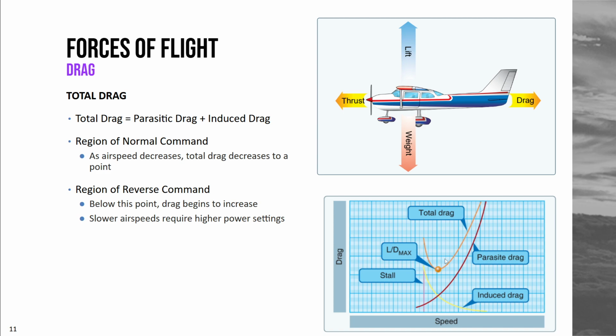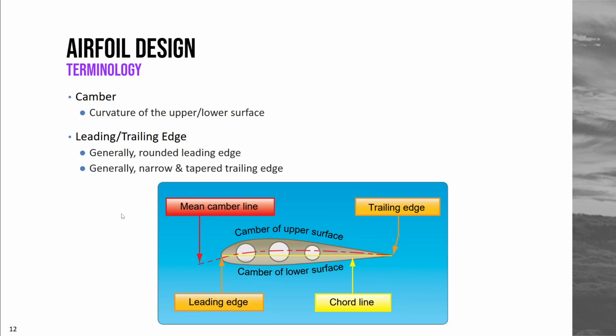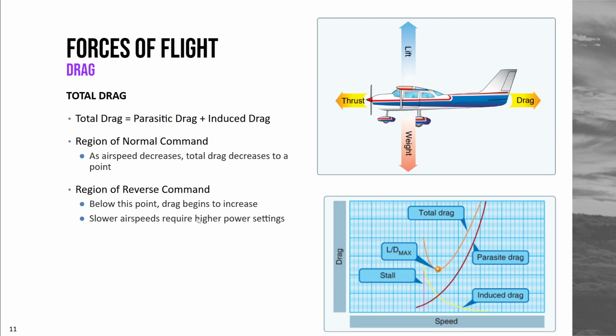And one way I think about this total drag curve is I can almost think about that as the thrust required in order to maintain that speed, because I'm increasing drag and thrust is the opposite of drag. So at this point, drag begins to increase. Slower airspeeds require higher power settings. So I get even slower and I need a higher power setting in order to maintain this airspeed because of the increased drag.